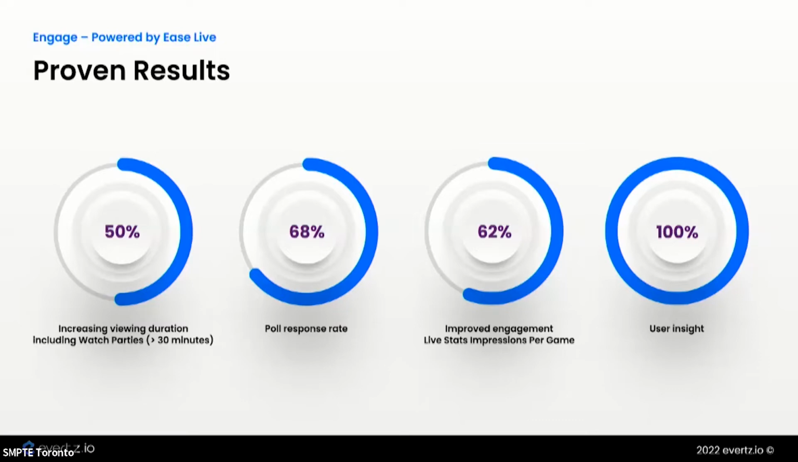68% increase in poll response rate. So again, people are paying more attention. They're more interactive. More impressions per game, 62% increase there. And of course, because it's an OTT app, you've got 100% insight into what people are actually doing and how they're interacting and how you may want to change things in the future. So from a business perspective, it's a technology that enables this kind of stuff, and it's been really successful.